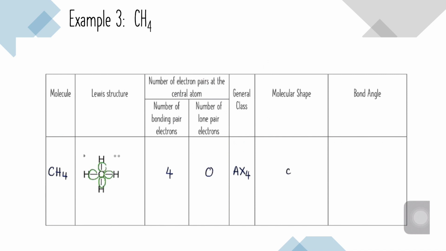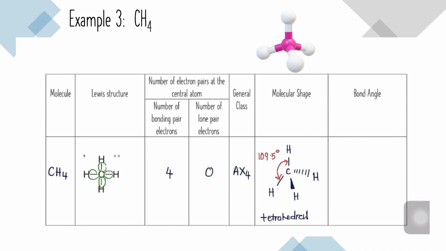So the molecular shape would be carbon at the center, the first one is at the top, the next one is at the side, the next one is pointing forward, and then the next one is pointing backward. So this shape is what we call a tetrahedral shape. And the bond angle between this bonding pair and this bonding pair is located at 109.5 degrees. So the bond angle of H-C-H is equal to 109.5 degrees.